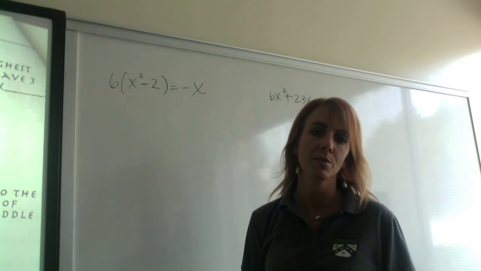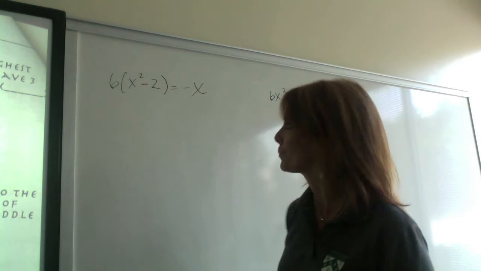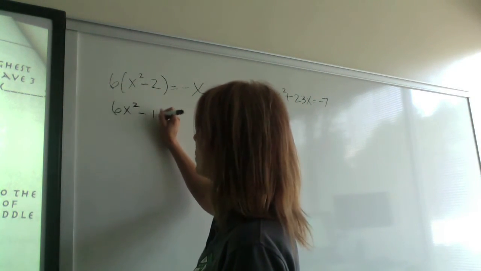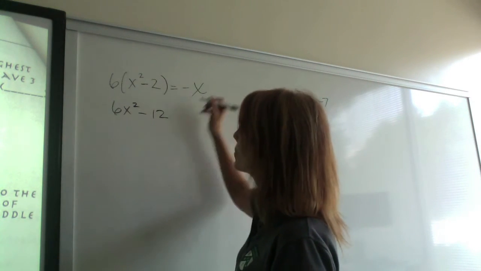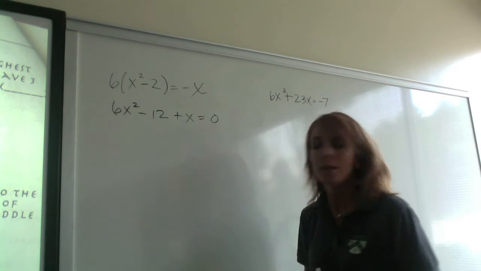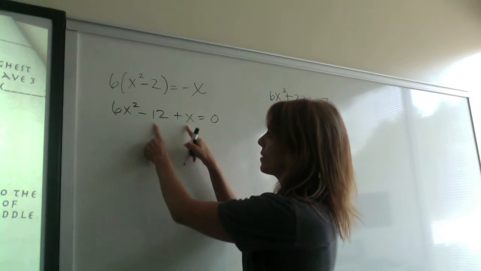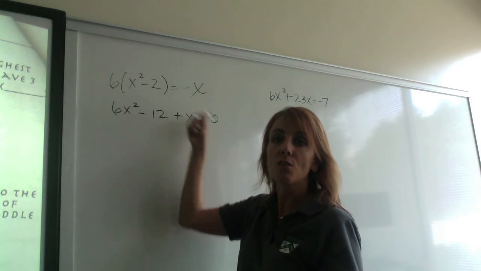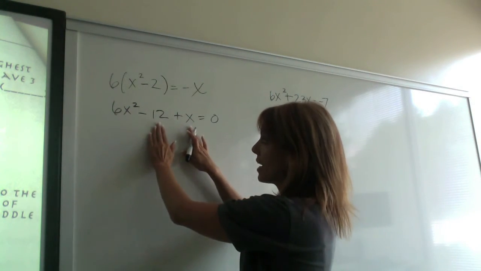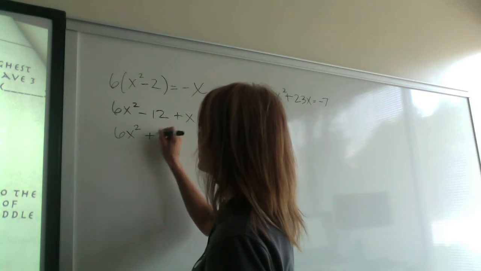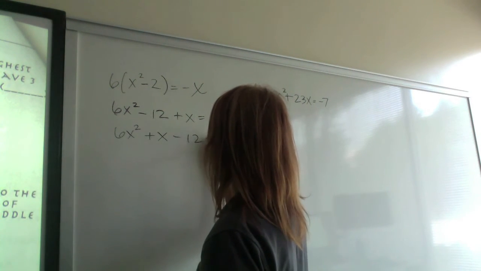So I'm going to distribute 6x squared minus 12. I'm going to move this negative x to the other side, plus x, and set that equal to 0. Now what I want to do is take these two things and switch their order. They're not changing over the equal sign, so they're going to keep their signs. They're just going to switch order. 6x squared plus x minus 12 is equal to 0. I look for a GCF and I don't see one.